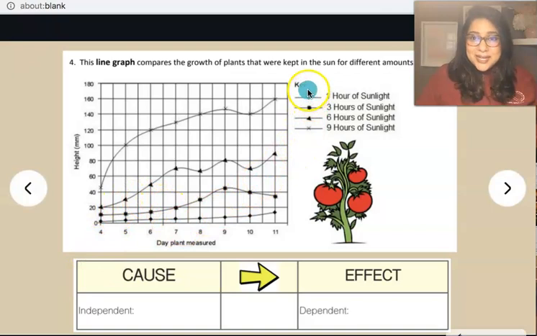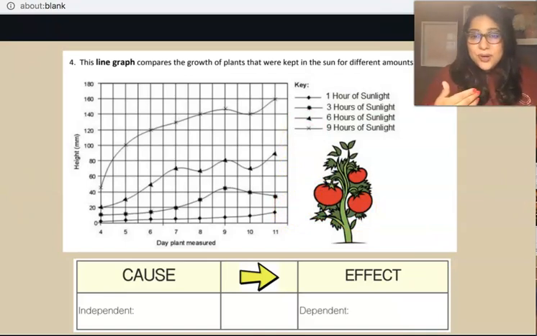So the line with diamond plots represents the data for the tomato plant that was exposed to 1 hour of sunlight. Okay. The one with a kind of star looking icon represents the plant that was exposed to 3 hours of sunlight. Triangle, 6 hours of sunlight, and X, 9 hours of sunlight. So that is why you have those four lines. They each represent a different amount of sunlight received.